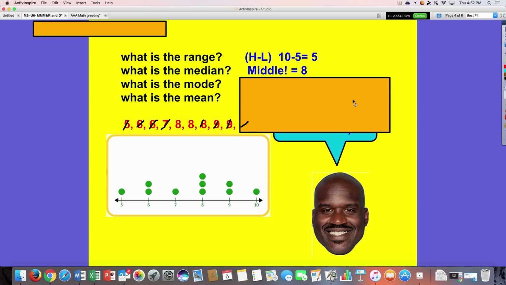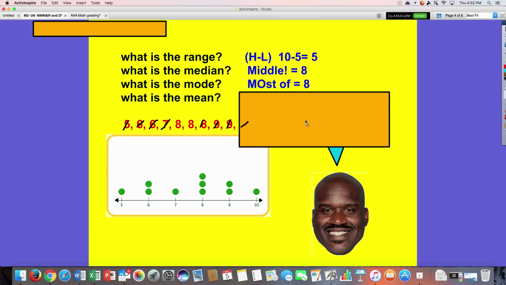Mode, remember the mode, toad, the most of. I remember it, mode, like a la mode, because if I'm having pie and ice cream, the most I want is the ice cream. I don't care about the pie. But if you can remember the most popular, like the toads, well, the number we have the most of is 8. There's 3 8s. And the mean, the meanest one, and you can hear him go, add and divide, add and divide. That's what you got to do.